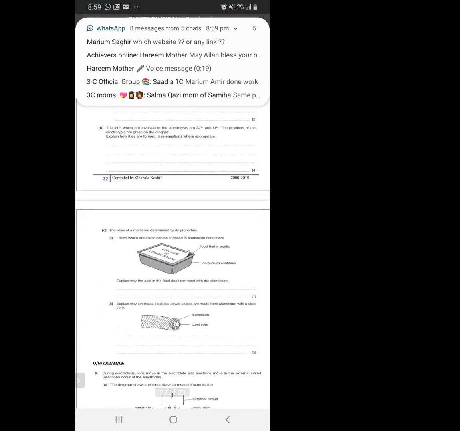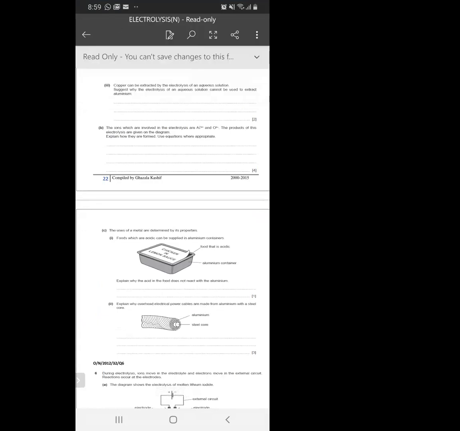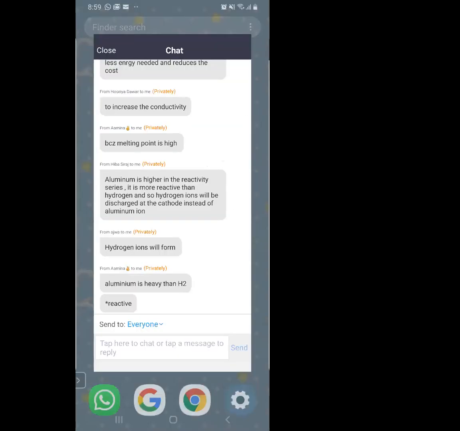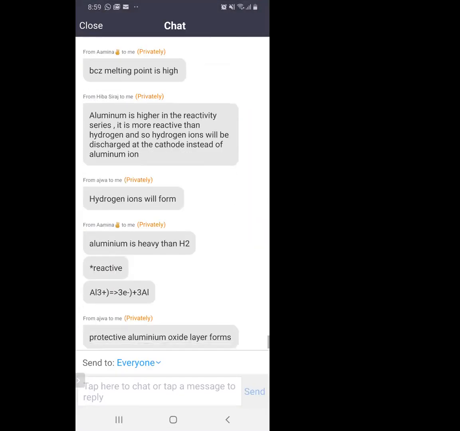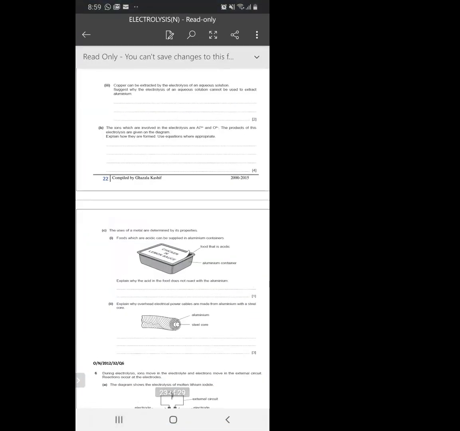The uses of a metal are determined by its properties. Foods which are acidic can be supplied in aluminum containers. Explain why the acid in the food does not react with the aluminum. Protective aluminum oxide layer forms, which does not react with any acids in the food. And by the way, the acids present in the food are weak acids. They are not strong acids. Okay.